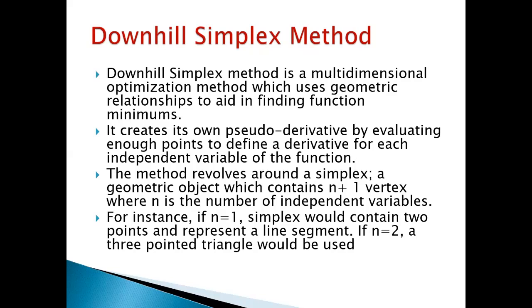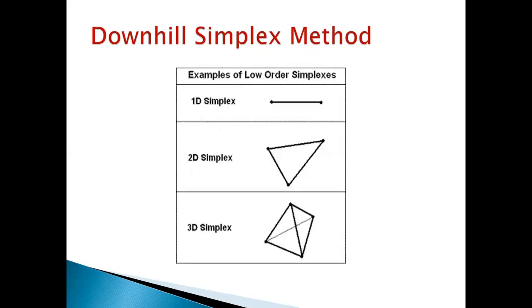So suppose you have n equal to 1, the simplex would contain 2 points. If we join these 2 points, you get a line. If n is 2, then you have 3 points. If we join these 3 points, you get a triangle. So this is how the object will be created based on the variables present in the function f of x. Here it is showing examples of low order simplexes. This is 1D. You have 1 point, added to it 1, n plus 1, 2 plus 1, 3 plus 1.